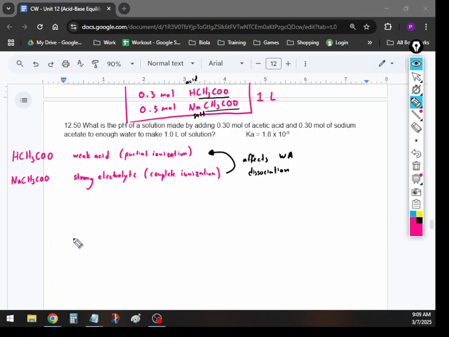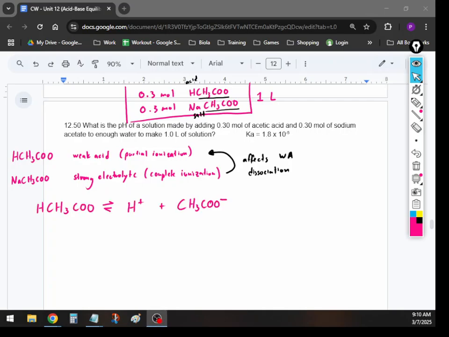So what we're going to do first is write the dissociation equation for the weak acid. I'll give you guys a minute. I want you guys to write the dissociation reaction for your weak acid. We're going to do an ice table with this, so just keep that in mind. But write down the equation for how this weak acid is going to dissociate.